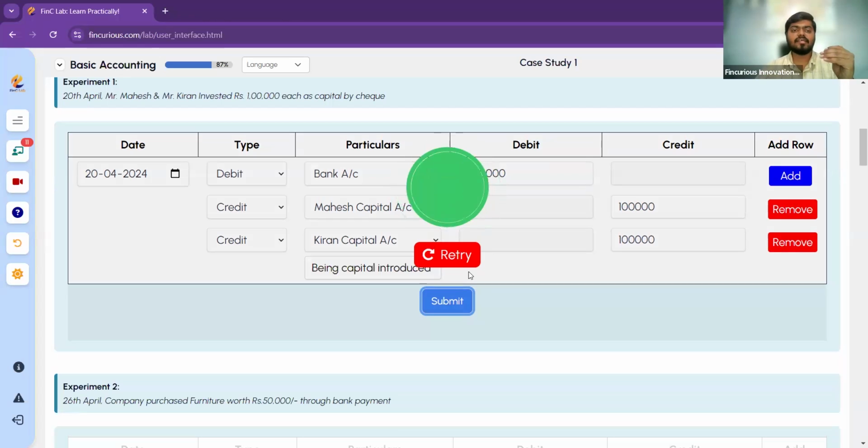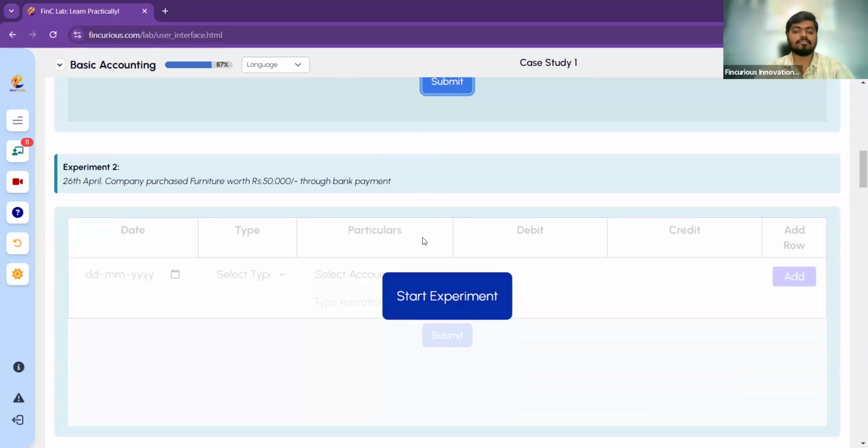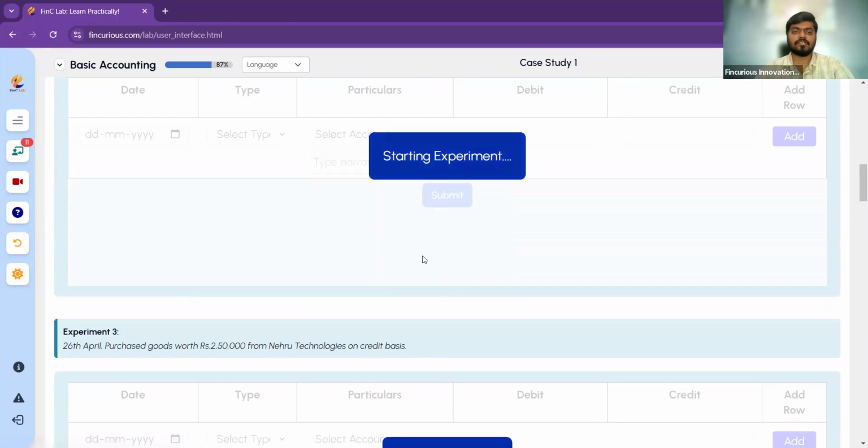In this way, we can actually experience these experiments and understand how to pass journal entries very well. So let us go to the next experiment and see how it works. On 26th April, the company purchased furniture worth rupees 50,000 through bank payment. The same example I have already given you while explaining the asset. So let us start the experiment.